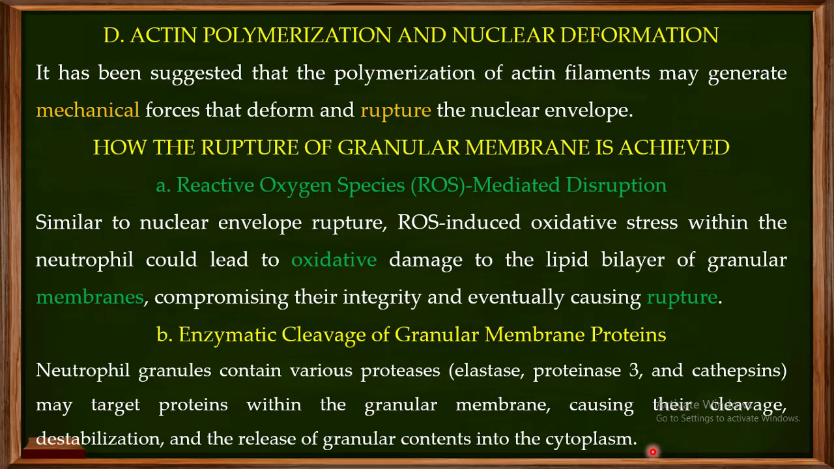Now you can compare this with the NPCs. Once we degrade the NPCs, the nuclear envelope gets destabilized and it ruptures. Same is the case with these granular membrane proteins. So once these proteases like the elastase or the cathepsins cleave these granular membrane proteins, they lead to the destabilization of the membrane, thereby leading to its rupture and the release of the granular content into the cytoplasm of the cell.